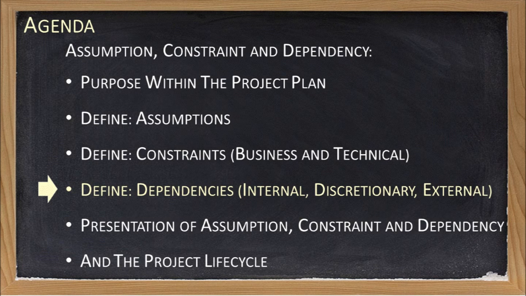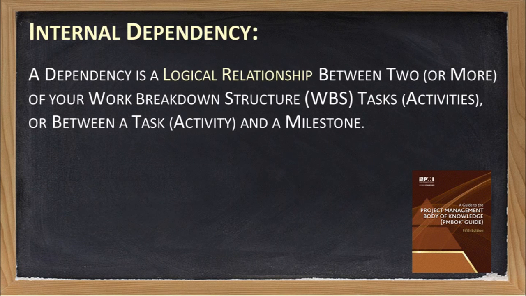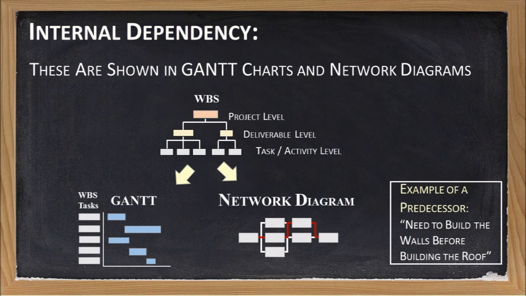Let's begin by looking at internal dependencies. The PIN box states that an internal dependency is the logical relationship between 2 or more WBS tasks or between a task and a milestone. Let's clarify this definition with an illustration. Internal dependencies are what we use to establish the predecessor relationships that map the WBS elements into our schedule, and we show these relationships within our Gantt charts and network diagrams.